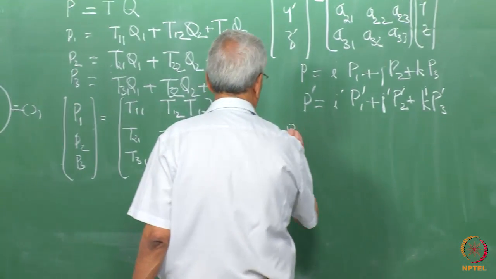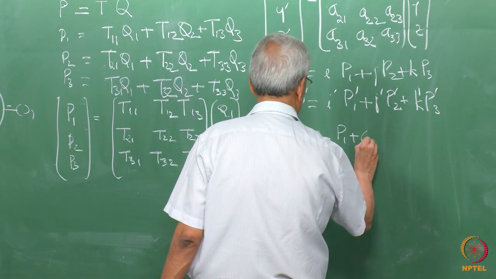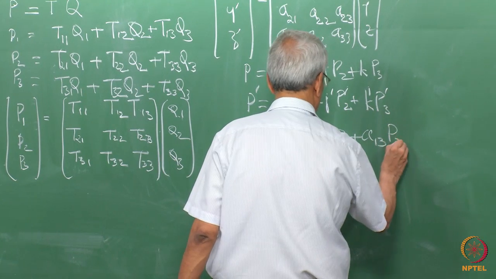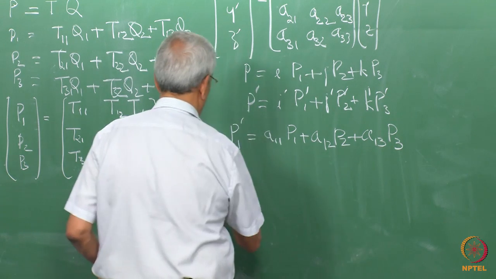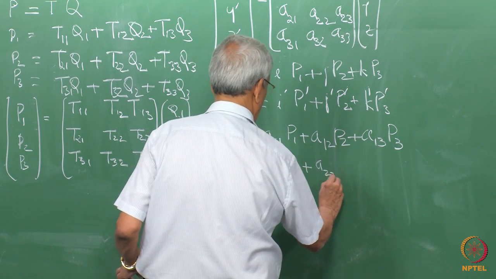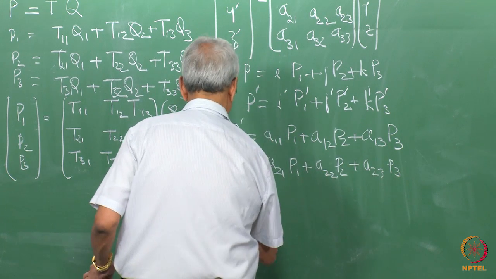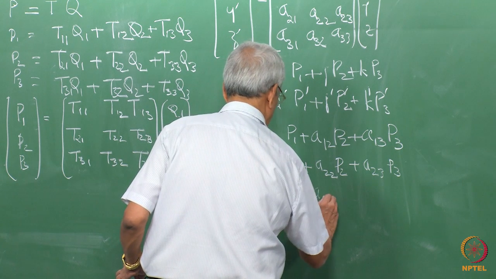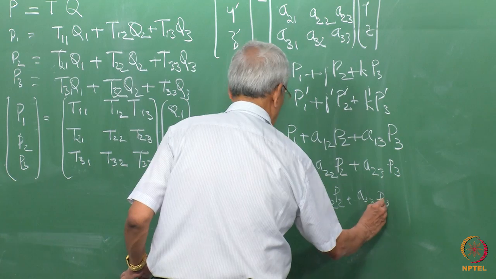I will just write only the result, that is p1 dash will be equal to A11 p1 plus A12 p2 plus A13 into p3. p2 dash equals A21 into p1 plus A22 p2 plus A23 p3. p3 dash equals A31 into p1 plus A32 into p2 plus A33 into p3.